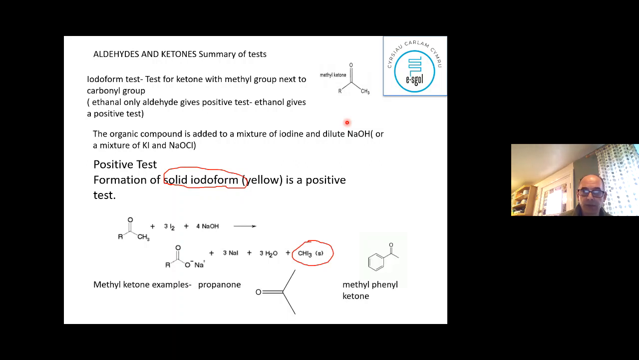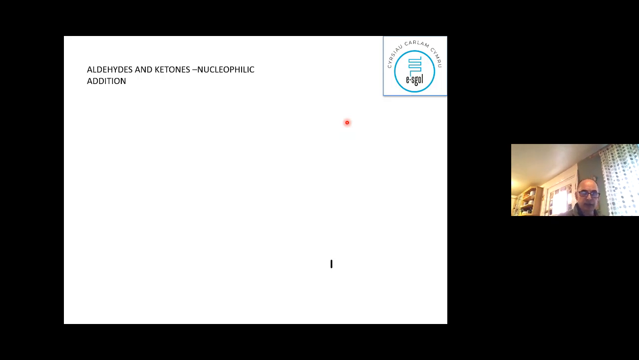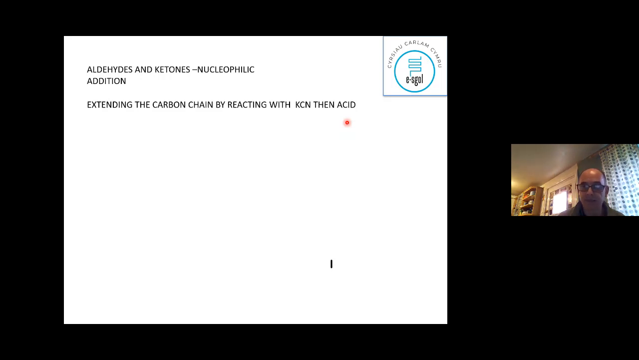Examples: propanone, methylphenyl ketone. One of the key reactions for aldehydes and ketones is nucleophilic addition. Now, we've come across different mechanisms: nucleophilic substitution, electrophilic addition, and electrophilic substitution last week. Today, we're going to look at nucleophilic addition. It's a good way of extending a carbon chain, by reacting the compound with potassium cyanide, then acid.